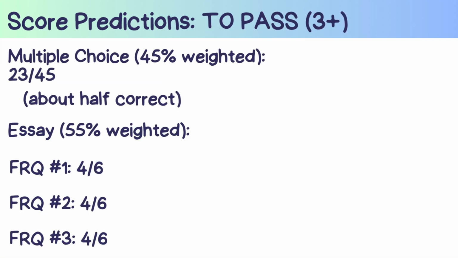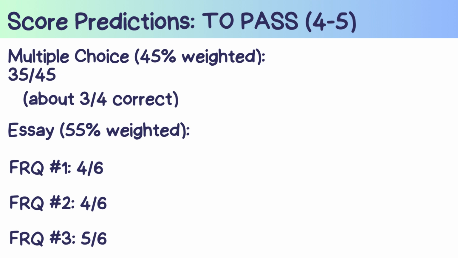And then now for my score predictions. These are, of course, not official at all, but this is kind of my guess into how the grading will go. So I think that in order to pass, or at least to get a 3, you will need about half correct on the multiple choice and a 4 out of 6 on each of the essays.